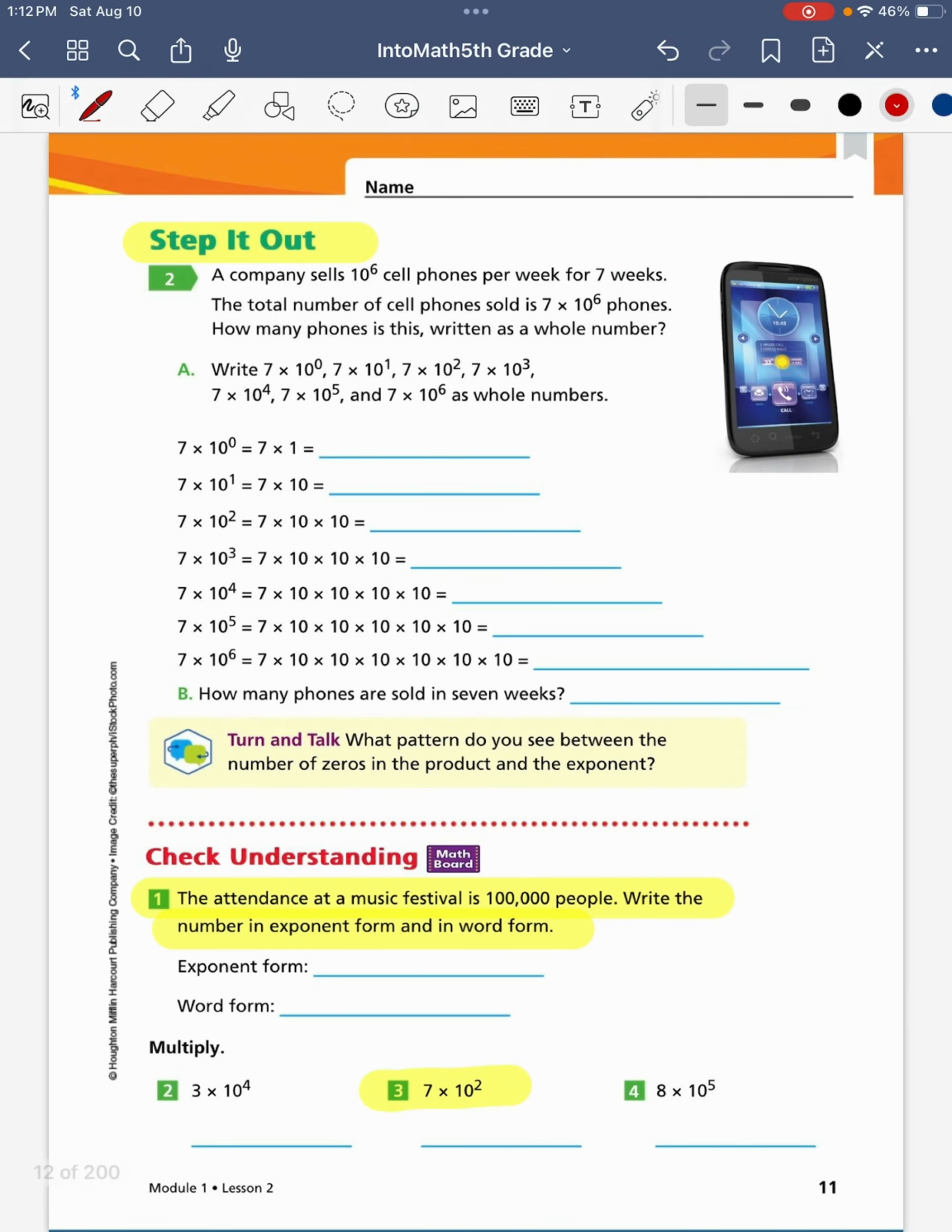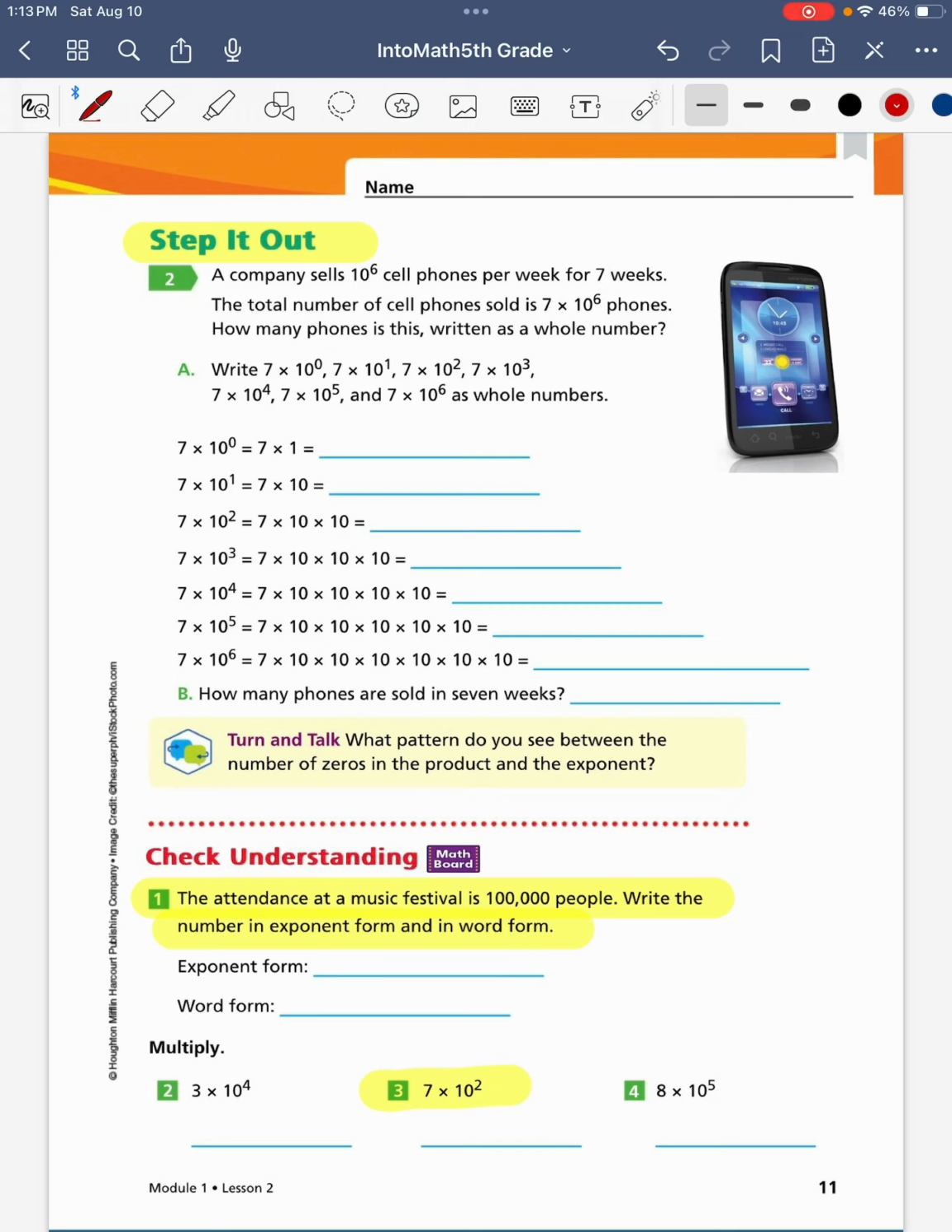Moving along now to page 11, where we are going to do our step it out problem. For step it out, it says, a company sells 10 to the sixth power cell phones per week for 7 weeks. The total number of cell phones sold is 7 times 10 to the sixth phones. How many phones is this, written as a whole number? To help us step it out, we're going to work through the exponents, multiplying 7 times 10 as our base against multiple exponents.